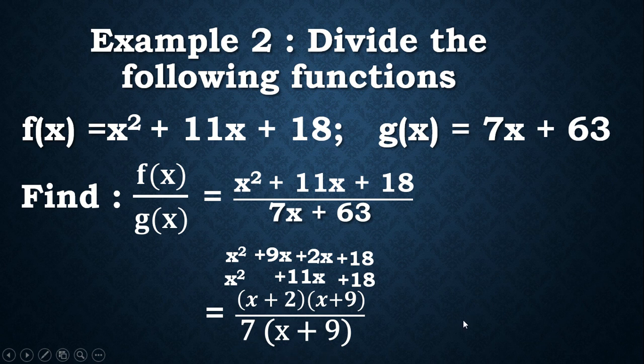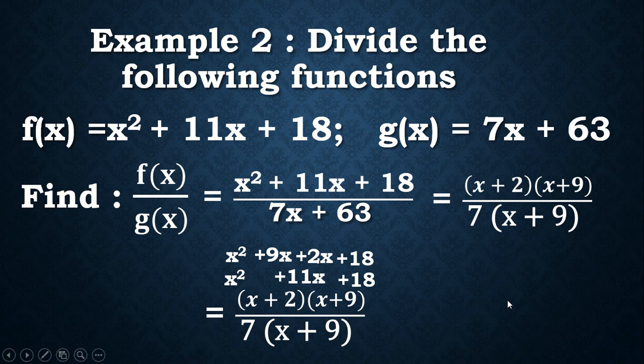Next step, we have to cancel the common factor for both numerator and denominator. And the common factors are x plus 9. So we have to cancel x plus 9 and then the x plus 9 at the denominator. So our answer is x plus 2 over 7.